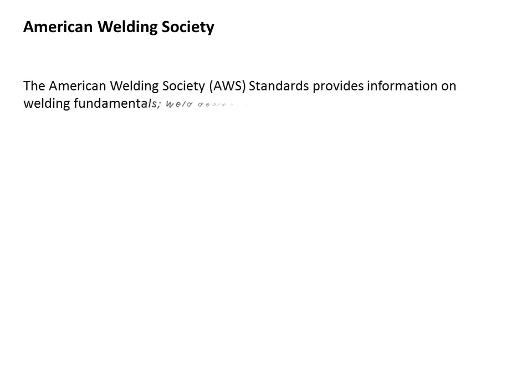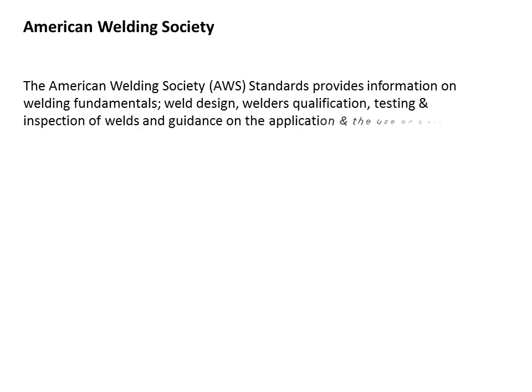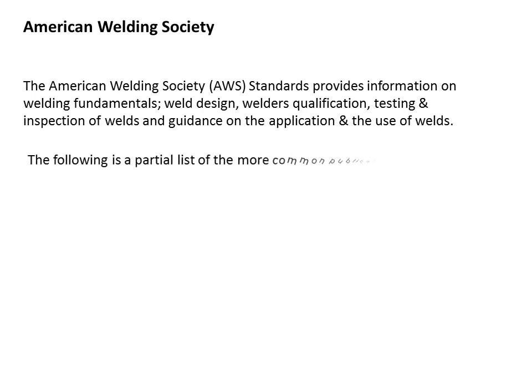Now, American Welding Society. The American Welding Society standard provides information on welding fundamentals, weld designs, welders' qualifications, testing and inspection of welds, and guidance on the application and the use of welds. The following is a partial list of more common publications related to piping for AWS standards.